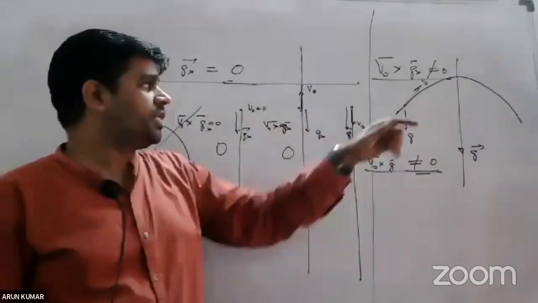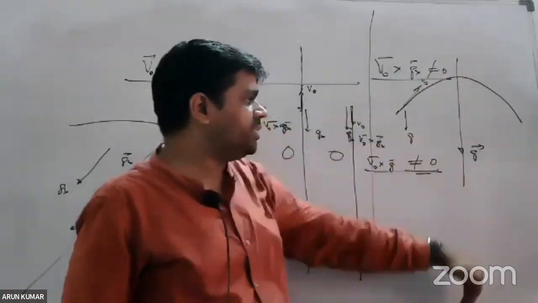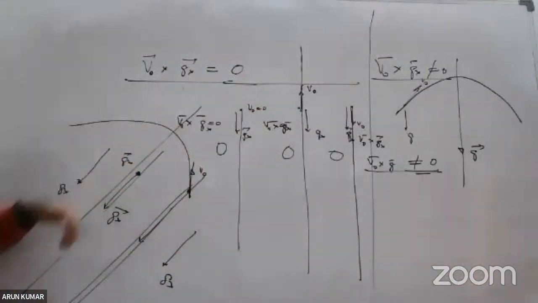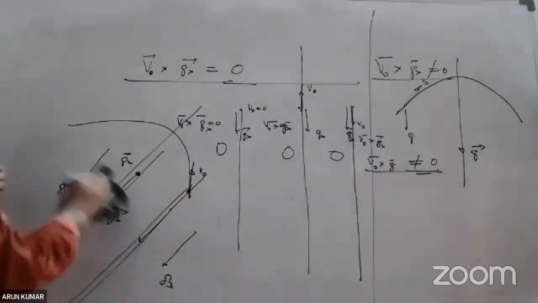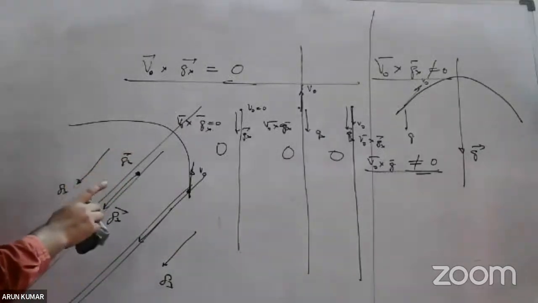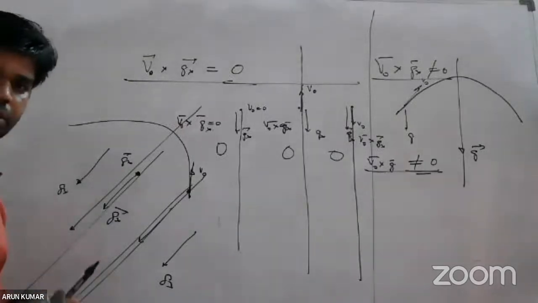It will be curved, open towards g bar. Look here, curved open towards g bar. Take a snapshot of this. This is a very important fact, and you will not find this in books.